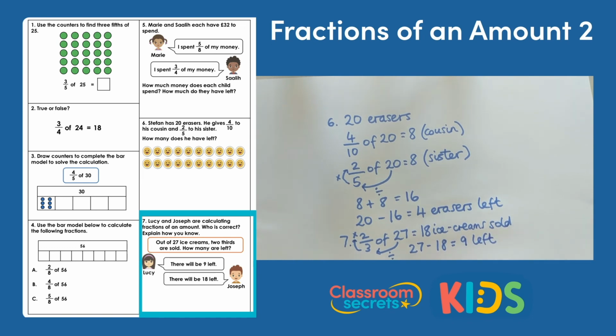So the child with the correct statement is Lucy, because she has said that there will be 9 left. Joseph said there will be 18 left. He has mentioned this number instead, so he has answered the question by saying what 2/3 of 27 is and how many ice creams have been sold, but the question asked how many ice creams were left.